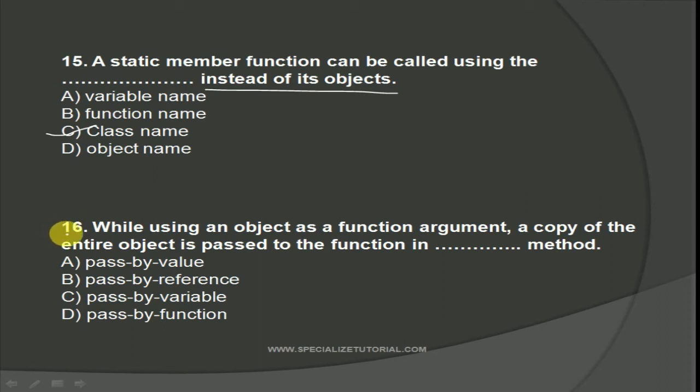Question number 16. While using an object as a function argument, a copy of the entire object is passed to the function. In what method? Which method is basically used to pass an object as a function argument? The options are pass by value, pass by reference, pass by variables, and pass by functions. So it is pass by value. Basically, pass by value is the method used to pass a copy of the entire object into the function.